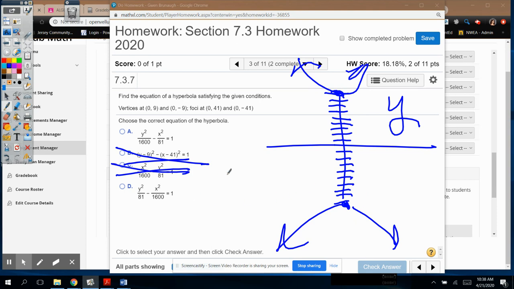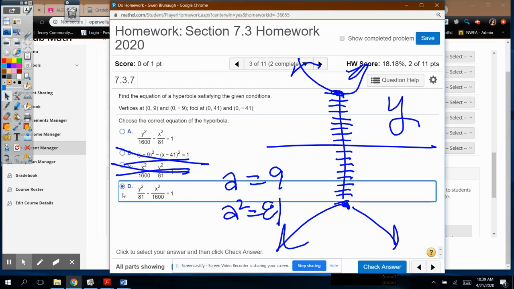It also tells me what A is. A is how far the vertices are. A is 9, so A squared is 81, and 81 has to be first. And that's enough. I didn't even have to look at C to know that the only one that has 81 first is D.